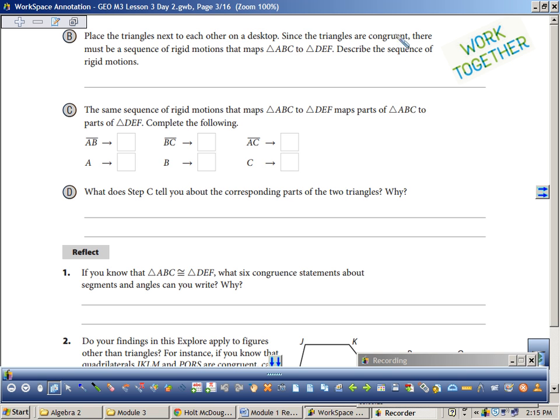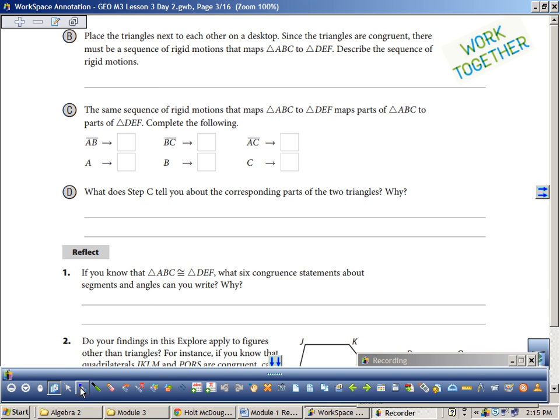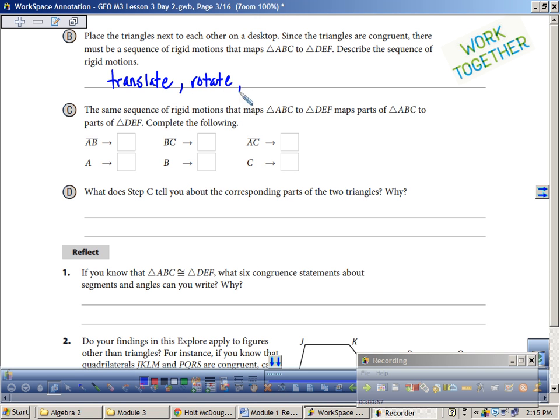Since the triangles are congruent, there must be a sequence of rigid motions that maps ABC to DEF. Describe the sequence of rigid motions. How can you move one triangle to the next using a rigid motion to map it onto itself? You could translate it. You could rotate it. And you could reflect it. Good job.